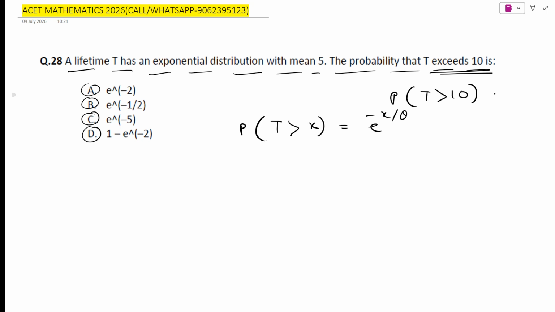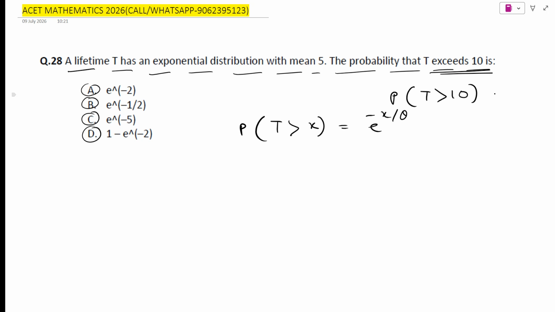Now let us understand why this formula is called the survival function. Suppose a machine has already been running for some time, and the probability that it continues to work beyond a certain time is called the survival probability. This idea is widely used in insurance, medical statistics, reliability engineering, queuing theory, and risk analysis. That is why actuaries study the exponential distribution in great detail.